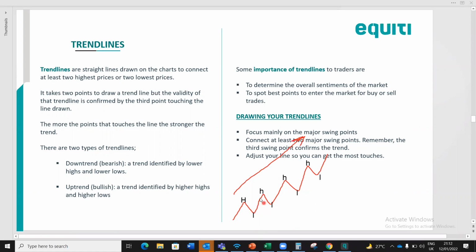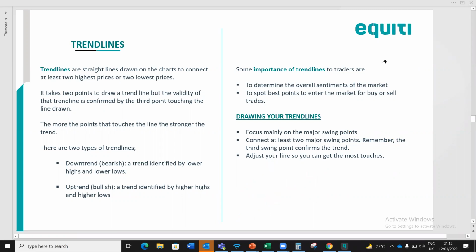An uptrend is identified by a series of higher highs and a series of what? Higher lows. But the reverse is the case for a bearish trend. A bearish trend moves in this manner. So we can have a series of lower highs. This high is lower than this, which is lower than this. A series of lower highs, and also a series of lower lows. Now we can call that a bearish trend.